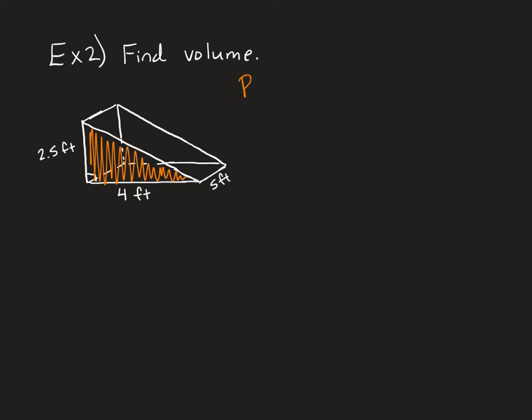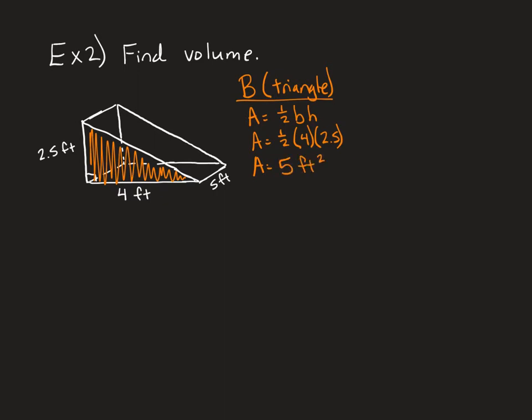And so my base is a triangle, and so I'm going to find the area of a triangle, which is 1/2 base times height. So in this case, the base is 4 feet, the height is 2.5. I multiply that through, and 1/2 of 4 is 2, times 2.5 is 5. So I get an area of 5 square feet.